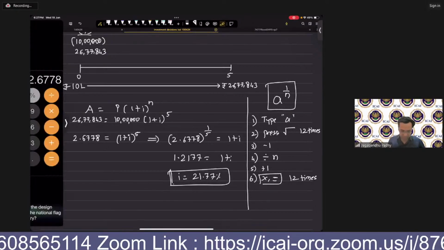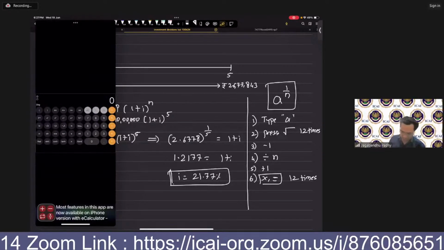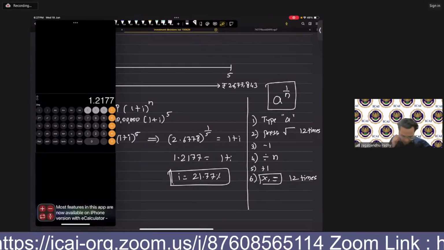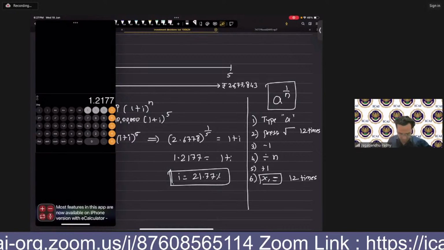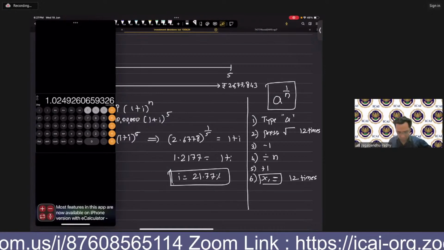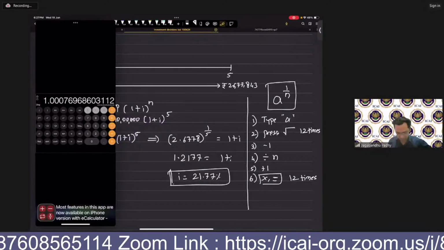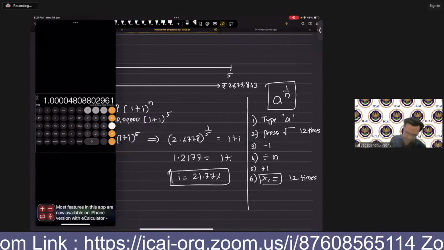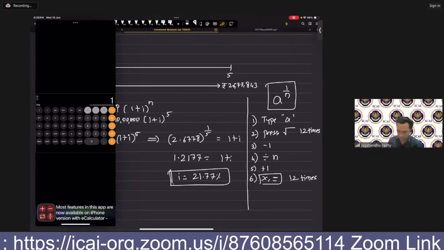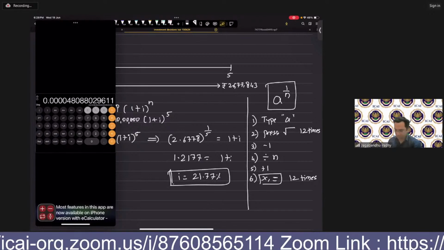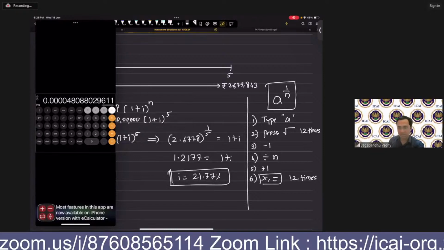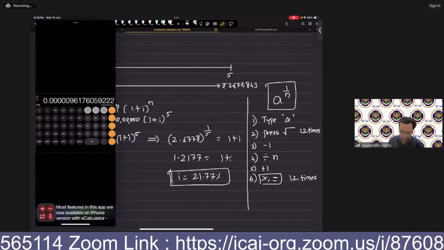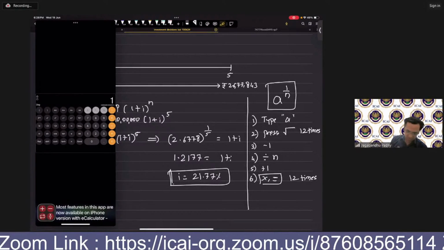So I'll just show you if that really works over here on my PC. Let's say we have 1.2177. So we have to press the root button 12 times. So let me just take the square root 12 times: 1, 2, 3, 4, 5, 6, 7, 8, 9, 10, 11, 12. Okay, so 12 times root. The next step is subtract 1. On subtracting 1, this is what we get. We just need to divide this by n, which is 5 over here. So I divide it by 5, and then add 1.